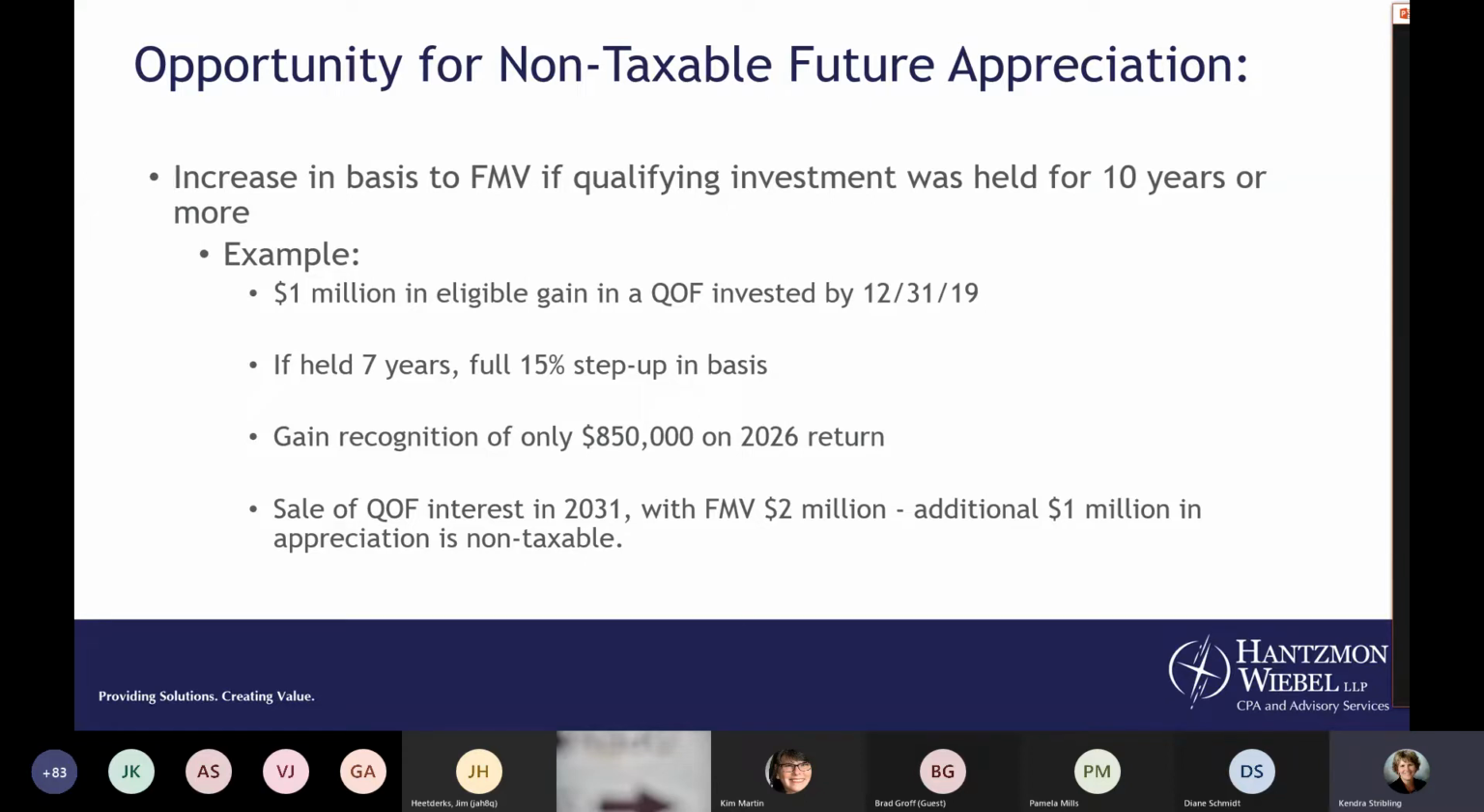would receive a full step up in basis and recognize only $850,000 of the deferred gain on your 2026 tax return. If you then sold your interest in the QOF in 2031 when it's worth $2 million, the $1 million in additional appreciation is completely non-taxable since it was held for more than 10 years.